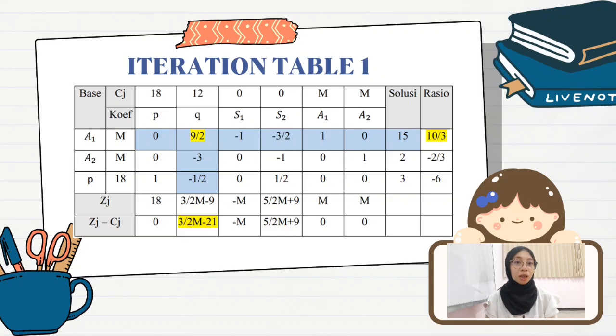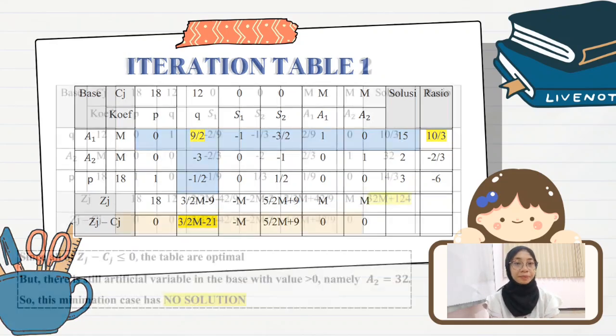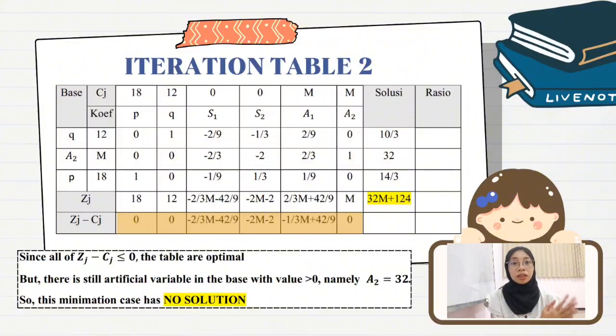Because the first iteration table is not optimal, we proceed to the second iteration table. Now, we are looking at the second table. And good news, this is our final iteration. Why? Because the current table meets the optimality condition. All values of zj minus cj are less than or equal to 0 for a minimization problem. But there is still an artificial variable in the basis with a value more than 0, namely a2 equal to 32. So this minimization case has no solution.